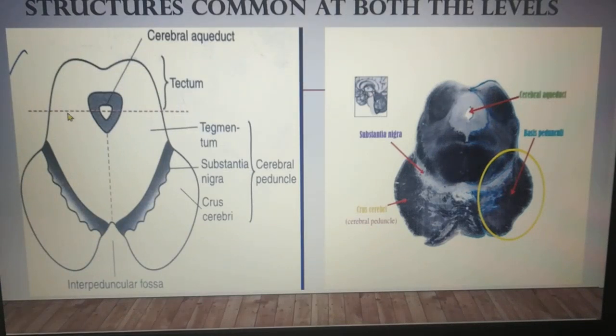An imaginary line is drawn along the cerebral aqueduct which divides the midbrain into a small dorsal part and a large ventral part. Small dorsal part is called as the tectum and the larger ventral part is called as the cerebral peduncle. The cerebral peduncle is still more classified into three: the ventralmost crus cerebri, the pigmented layer called as the substantia nigra, and the tegmentum.